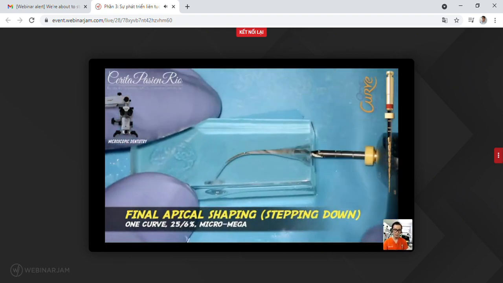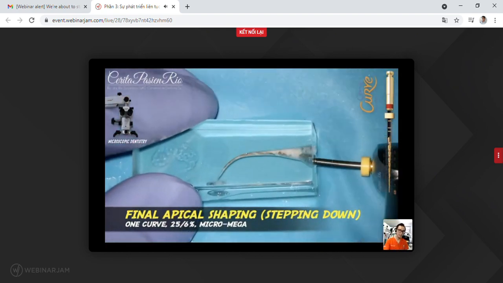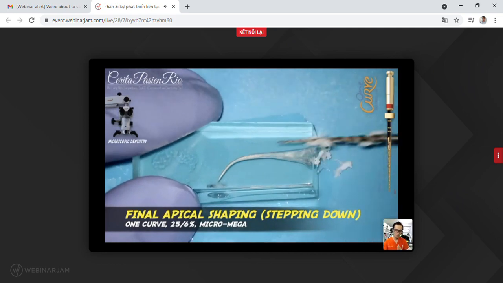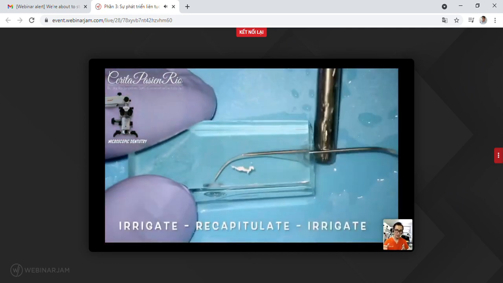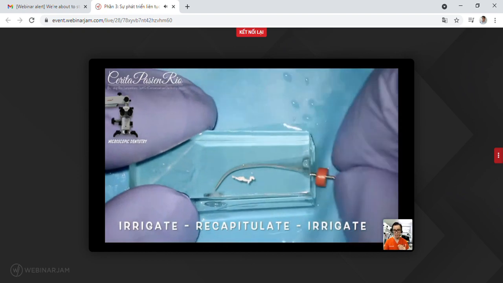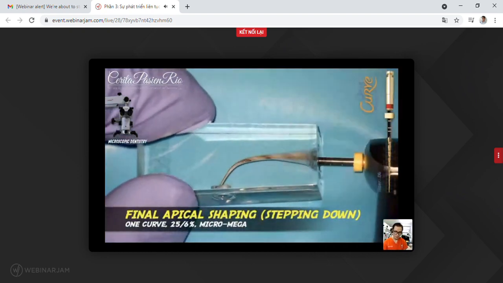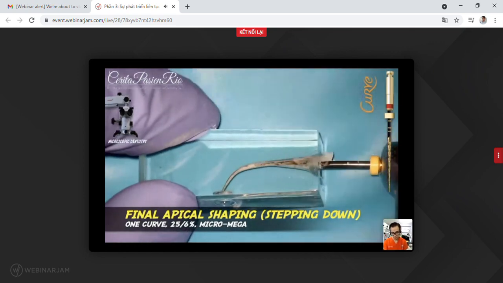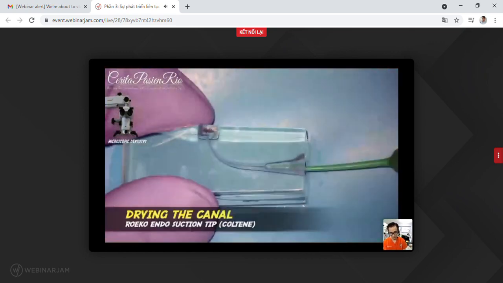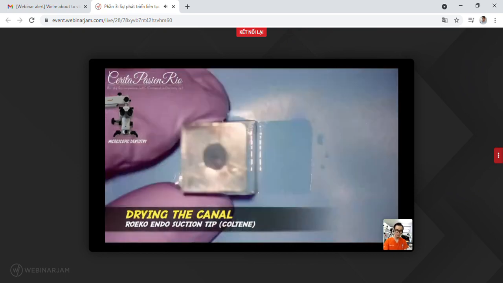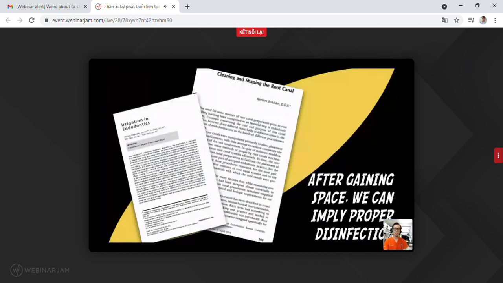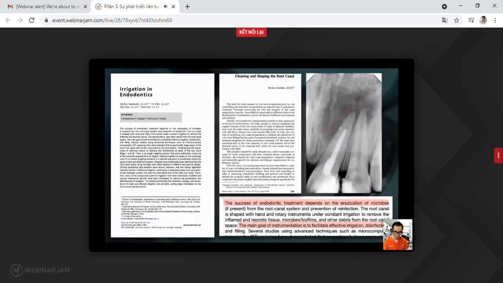And then after having the canal prepared with One G glide path 14.03%, One Flare 25.08%, now we can prepare with One Curve 25.06% perfectly up to the apical of the canal sequentially. Please make sure sequentially. Okay. And then after gaining space, we can apply proper disinfection.